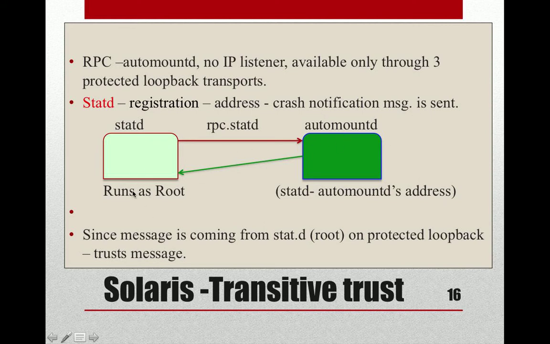Since this runs as root, the message is going to be sent over here, and automount is going to treat it as a trusted message, and it's going to run as root. And again, when the attacker has control over what is done here, then he can control the code that goes into that, and the API allows different messaging as well. So it comes from root on a protected loopback.